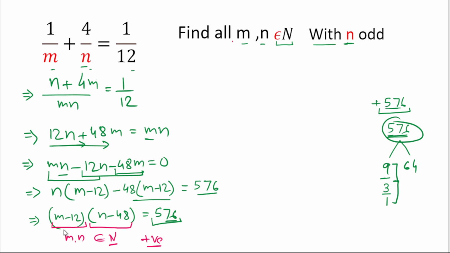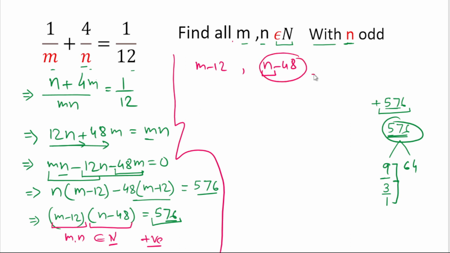Now after simplification we have got two factors, m minus 12 and n minus 48. Since n is an odd number, the term n minus 48 will be odd, and for the product to be 576, the other term should be an even number. Now we have only three odd factors of 576. These are 1, 3 and 9. So the value of n minus 48 will be 1, 3 or 9, which will satisfy this equation.